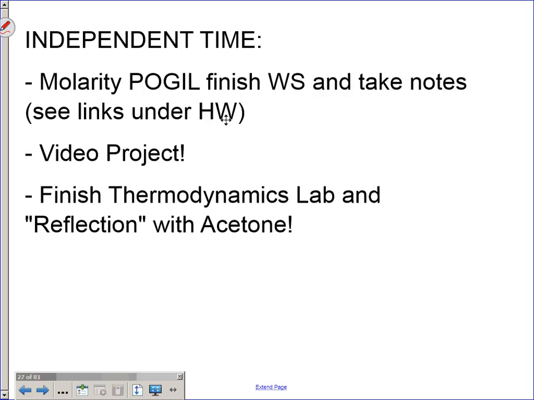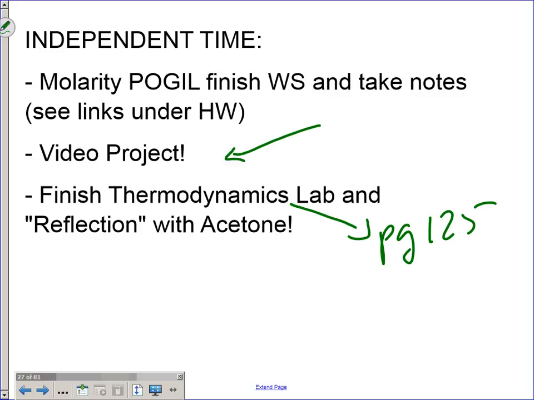Here's what I'll do. I got a couple of people who did not finish the thermodynamics lab yesterday. That's only to page 125. That's probably because you were videoing, right? So you're going to finish the thermodynamics lab today. If you are videoing, you've got to jump on that now.